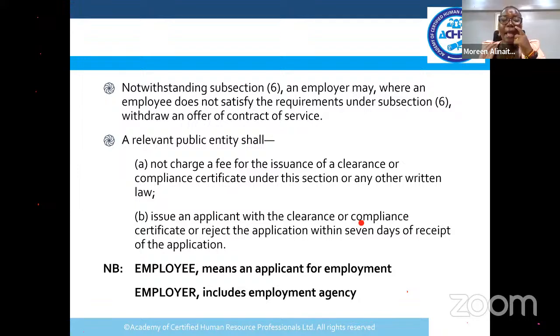All right? A relevant public entity shall not charge a fee for issuance of a clearance or compliance certificate under this section or any other written law. Okay? How practical is this? Are they still charging for good conduct? I've not applied for one. If you know the answer to this, I'm not sure. Do they still charge money for issuance of good conduct?